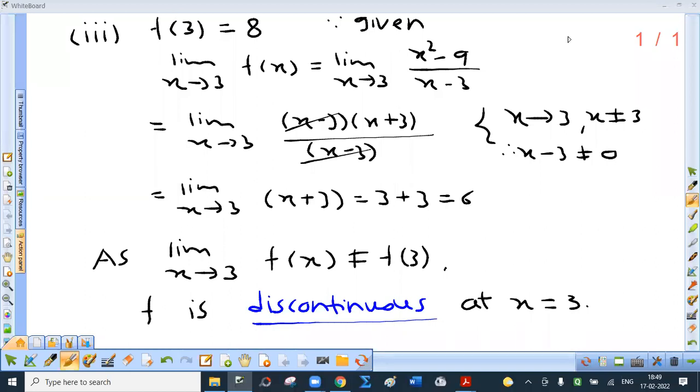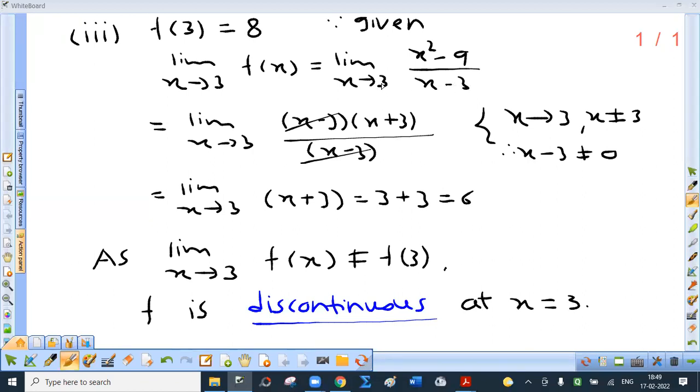Now the third one, f of x is x square minus 9 upon x minus 3 for x not equal to 3, obviously. And f of 3 is given to be 8. And we have to discuss continuity at which point? X equal to 3. Again, if continuity is to be discussed at x equal to 4, it is also possible. But clearly, the function is continuous at x equal to 4. Why? Because it is defined at x equal to 4, right? A rational function is continuous if the denominator is not 0.